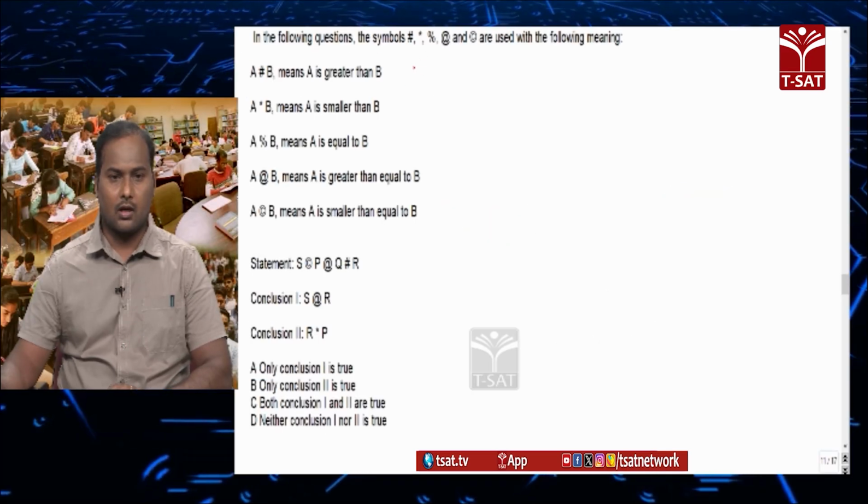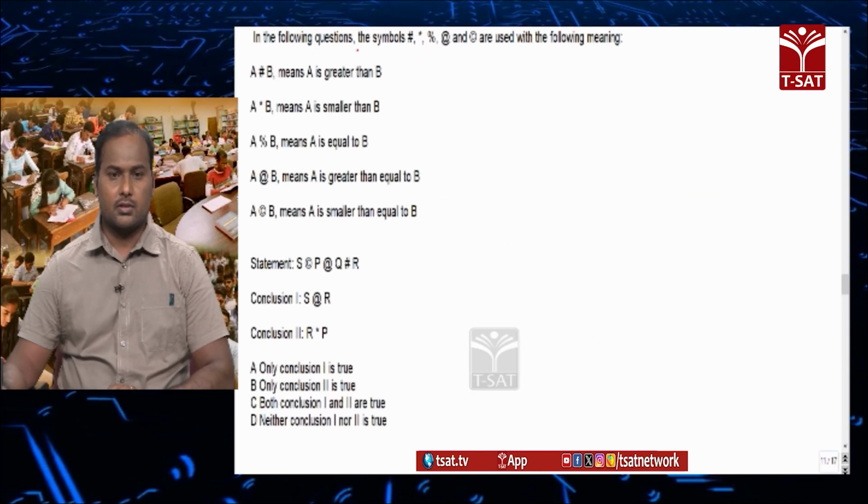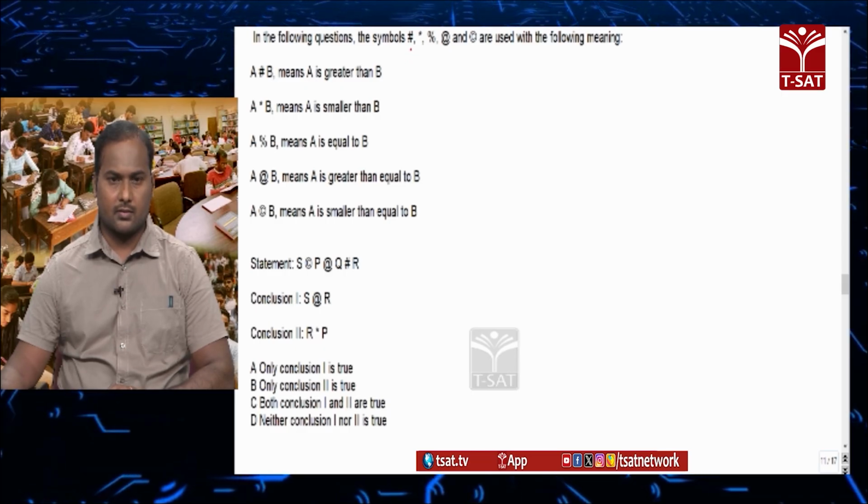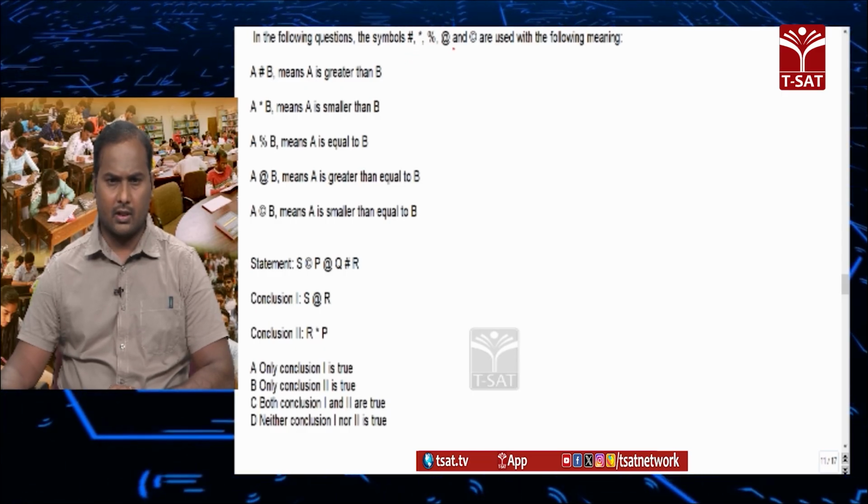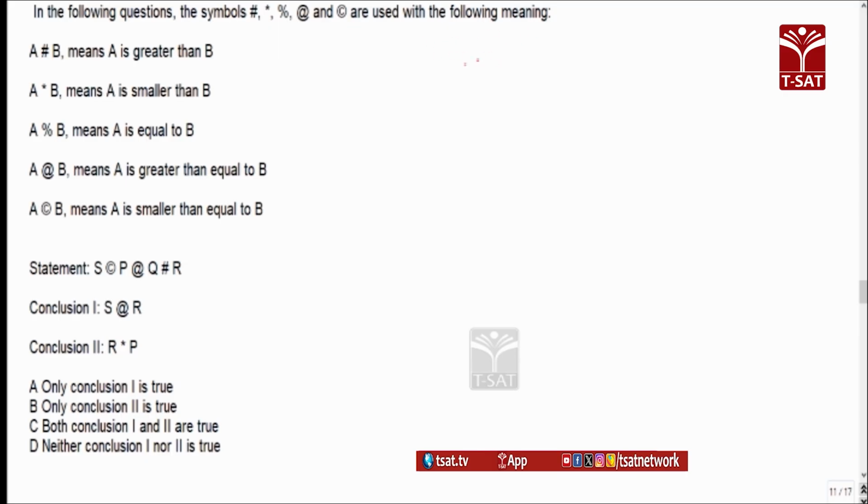In this case, there are many symbols. In the following questions, these are the symbols: #, $, %, @, and © are used with the following meaning. The symbol A # B means A is greater than B. So this symbol represents greater than. In the same way, we have A * B. So this star represents A is smaller than B. This is the smaller symbol.